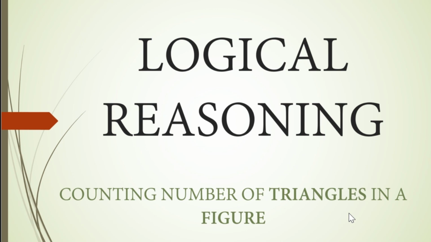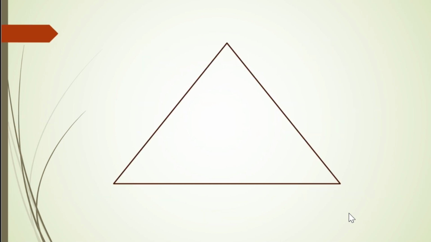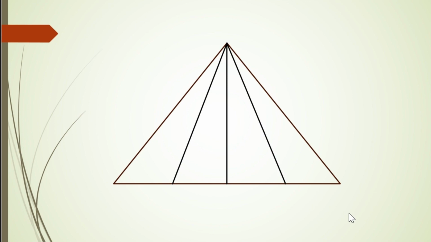Trick to count the number of triangles in a figure. This is a triangle. Now, this can be divided into different triangles in multiple ways. Consider one of those by joining the vertex to the horizontal line. This way, we can divide the triangle into multiple triangles.